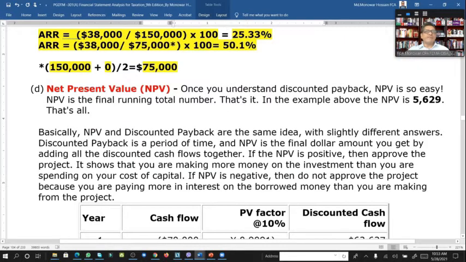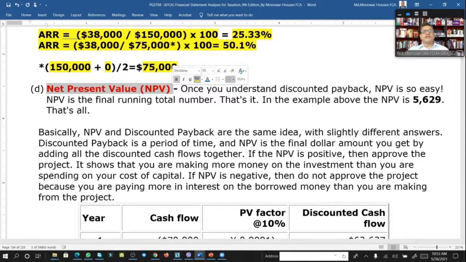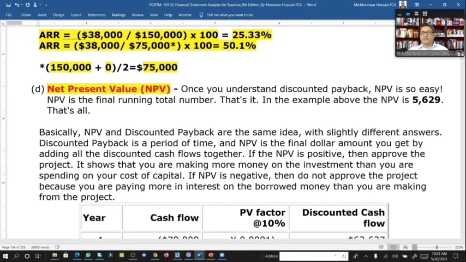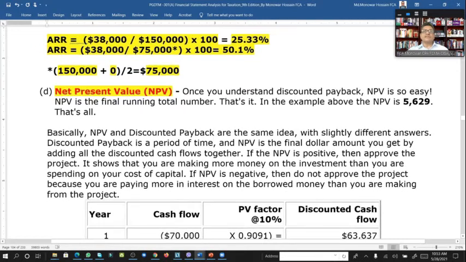Now, net present value is very important. We always use it. NPV and IRR are very vital and common things for an accountant. Once you understand the discounted payback, NPV is so easy. Here we are saying that NPV is the final running total number.